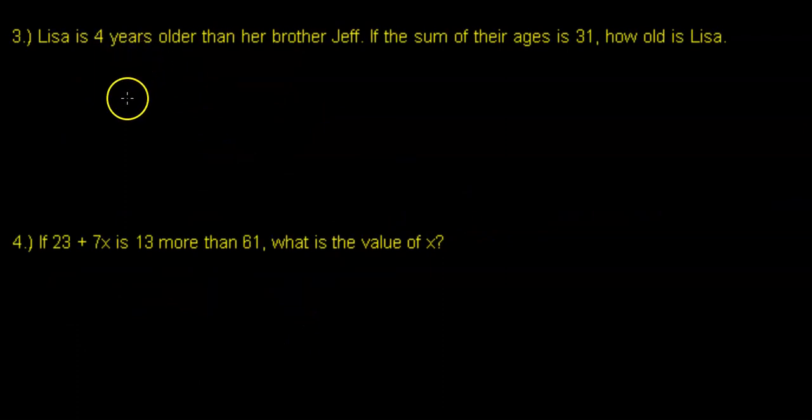So here are 2 more examples. Question number 3 says, Lisa is 4 years older than her brother Jeff. If the sum of their ages is 31, how old is Lisa? So we have Lisa.